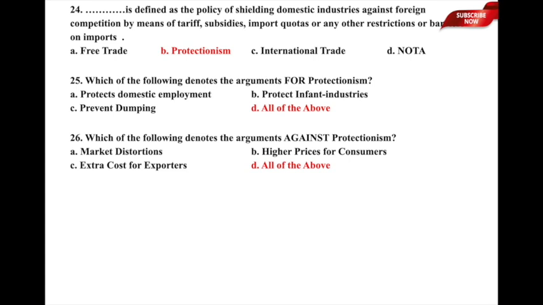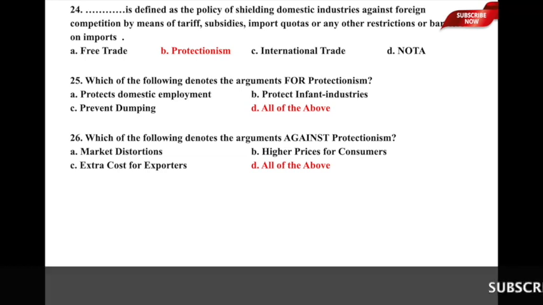So here let us look at the last 3 questions from this chapter, which are in relation to protectionism. The question is, dash is defined as the policy of shielding domestic industries against foreign competition by means of tariffs, subsidies, import quotas, or any other restrictions or barriers on imports, whether it is A, free trade, B, protectionism, C, international trade, or D, none of the above. Here it is clearly mentioned that the policy shields your domestic industries against foreign competition by means of various tools or barriers like tariffs, subsidies, quotas, and other forms of restrictions.